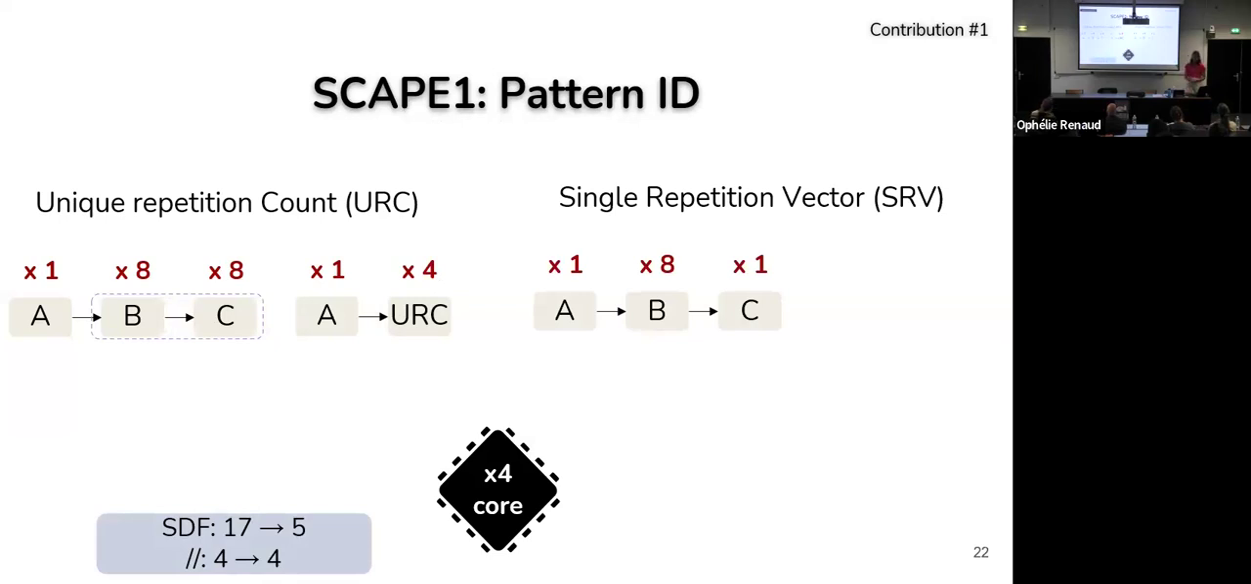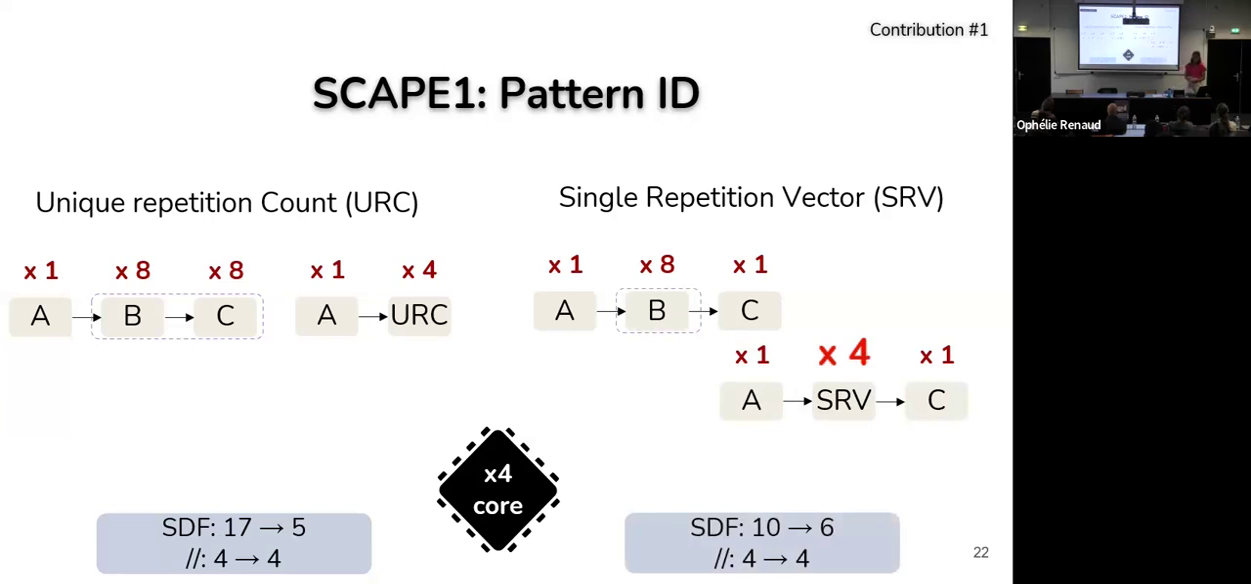The second pattern focusing on data parallelism is SRV, which stands for single repetition vector, and consists of an isolated actor with a repetition greater than the target. And the process is the same as the previous one. We group this actor and match its repetition to the target. Here, this reduces the size of the SDF from 10 actors to 6 actors while preserving the parallelism.